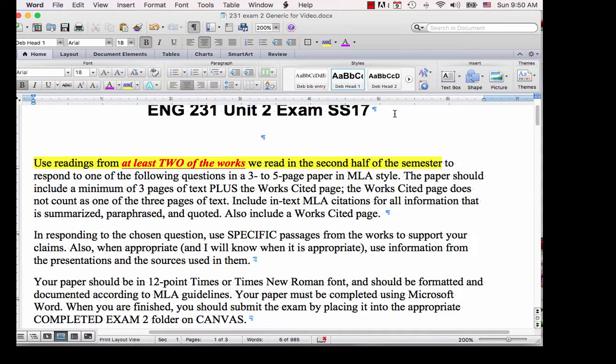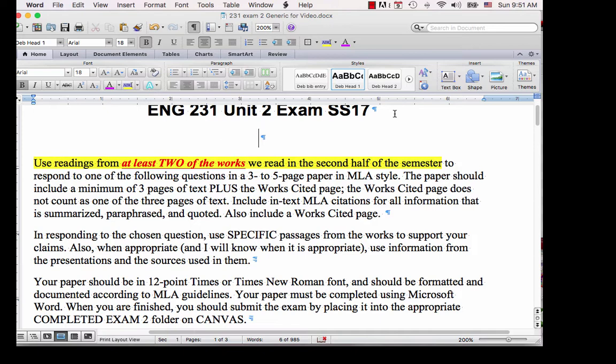Now, MLA style means that your paper should be in 12-point Times or Times New Roman font. And you're going to be formatting it and documenting it according to MLA guidelines. And I'm providing copies of the videos that we went over for Exam 1 on this assignment list too, so that you don't have to go and look those videos up on the Exam 1 sheet. They're all right here so that you don't have to leave this week's assignment list to watch those videos.